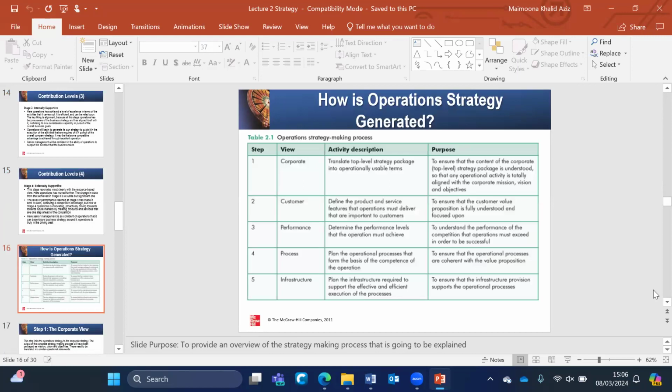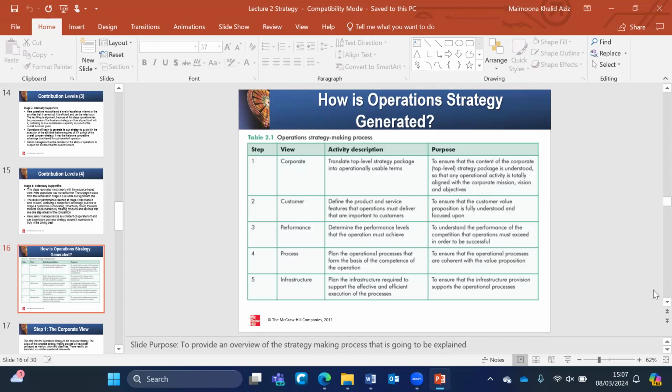Okay, now how operational strategy is generated. Step 1 is the corporate strategy. That is your vision, your mission, why the company was formed, what the upper management thinks about strategy. Then is the customer. So then we need to define the product and service features that we must have in order to satisfy the customer's need. Then we need to determine the level of performance that we want. So how do we want our product to perform? Then is the process.